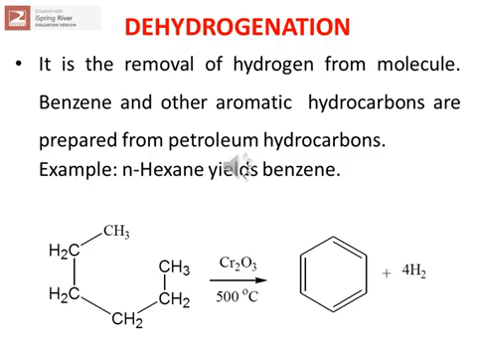Dehydrogenation is the removal of hydrogen from the alkane molecule. Benzene and other aromatic hydrocarbons are prepared from petroleum hydrocarbons. For example, n-hexane upon dehydrogenation at 500 degrees centigrade with chromium oxide produces benzene.